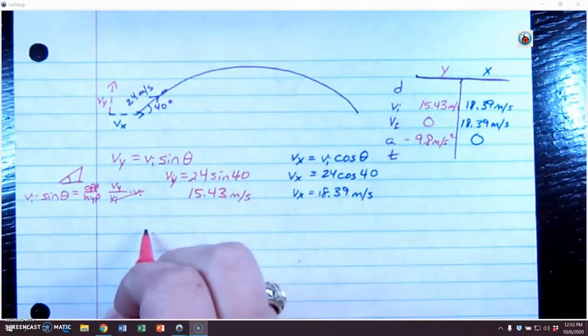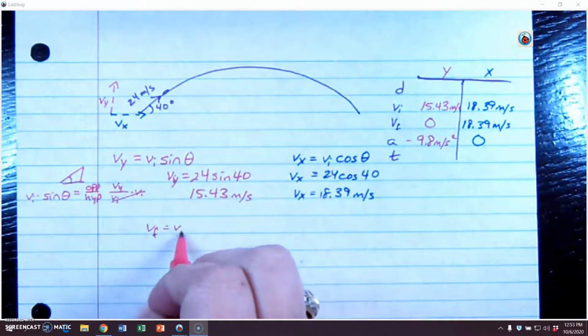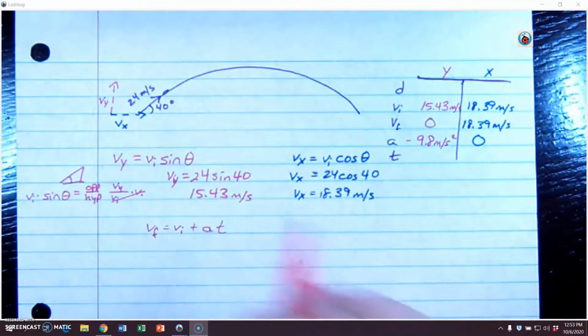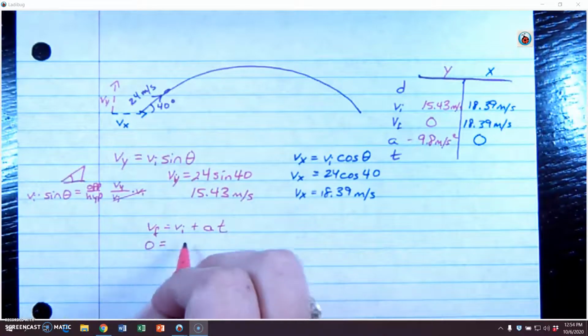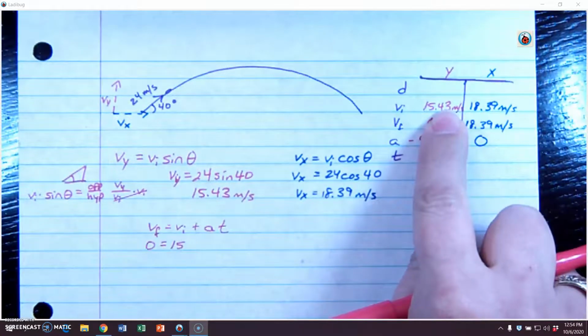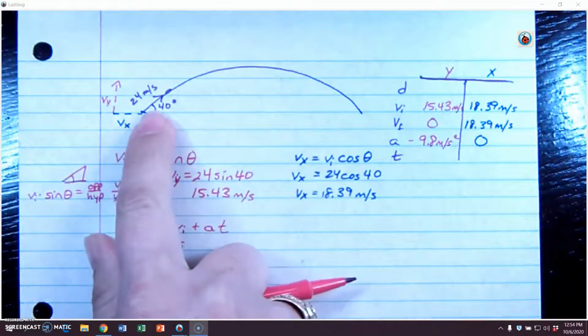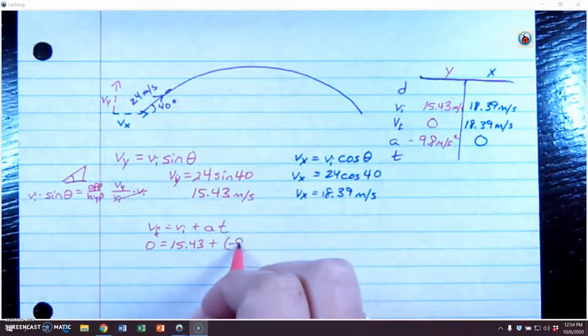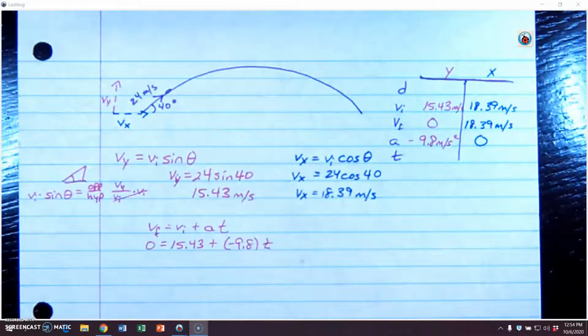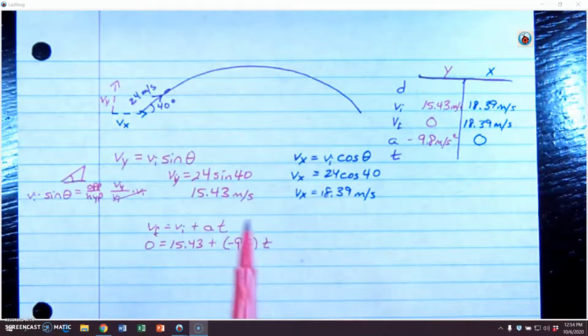So we're going to use our formula VF equals VI plus AT. Final velocity is 0. Initial velocity, make sure you're using the y direction because that 24 is gone now. So it's 15.43. A is negative 9.8. And T is what we're looking for. That's our time. Now again, don't be tempted to take 15 and subtract 9.8. You can't do that because 9.8 is being multiplied by T. You have to work them one at a time.